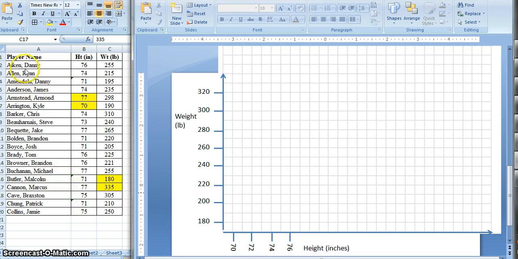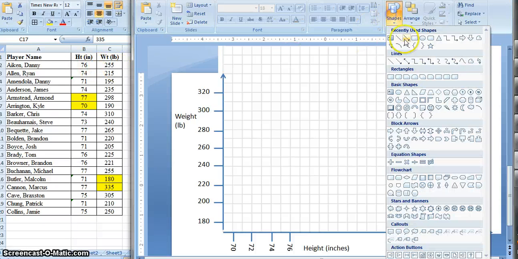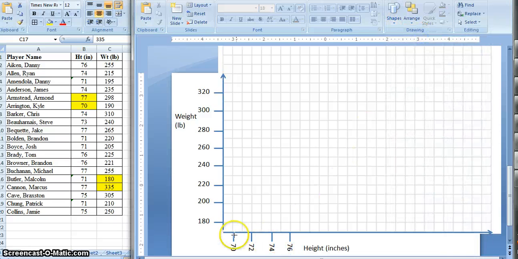So we're going to look at this first player, Danny Aiken. His height is 76 inches and 255 pounds. So we're going to go over on the x-axis to 76 inches and then go up to 255 pounds, which is about here. And we have our first data point.